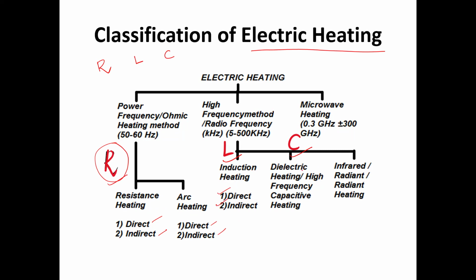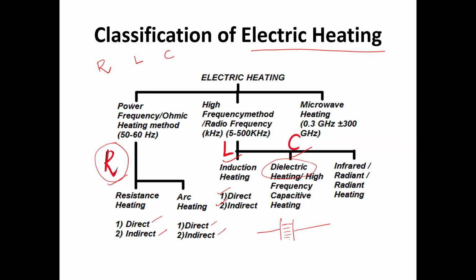The third category here is capacitance. Capacitance is nothing but two parallel plates like this. What's in between? A dielectric medium. That type of heating is called dielectric heating. In our syllabus, we have resistance heating, induction heating, and dielectric heating. In capacitance, there is no direct or indirect, only one thing, whereas the remaining two have the classification of direct and indirect.